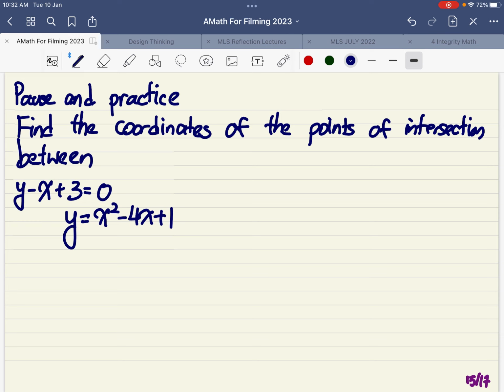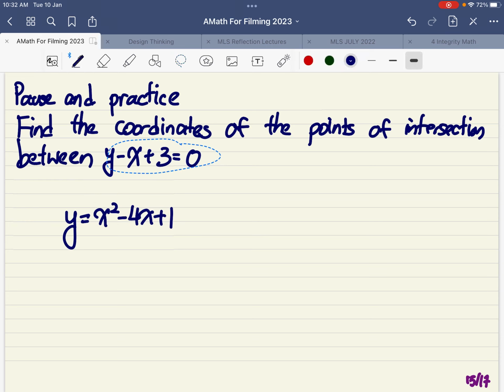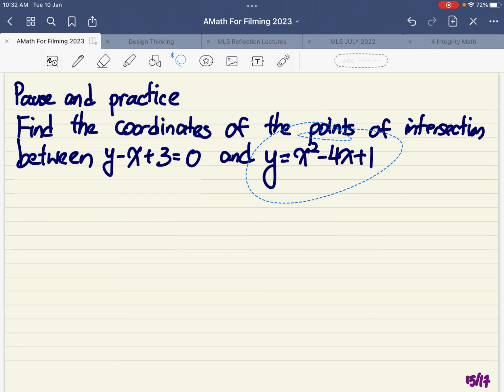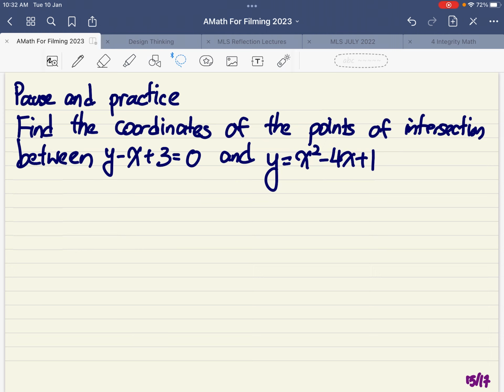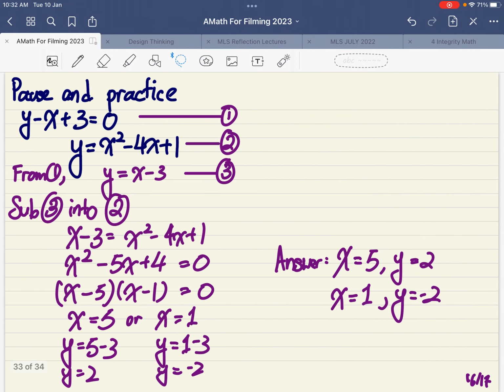Between these two equations, y minus x plus 3 is equal to 0 and y equals x squared minus 4x plus 1. So do pause and practice now, and I will give you the answer in a short moment. Okay, now let's look at the answers.